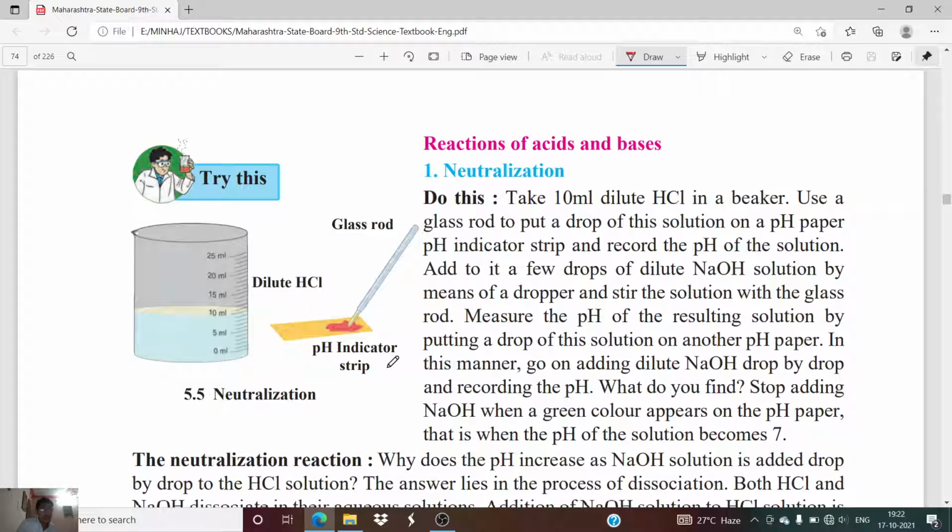We are learning chapter number 5, that is acids, bases and salt. In the previous lecture we studied the concept of pH values and went through the concept of universal indicator, which is used to identify the pH values of a given solution. Now in this particular lecture we are going to study the reactions of acids and bases. So we'll start with the very first concept, that is the neutralization reaction.